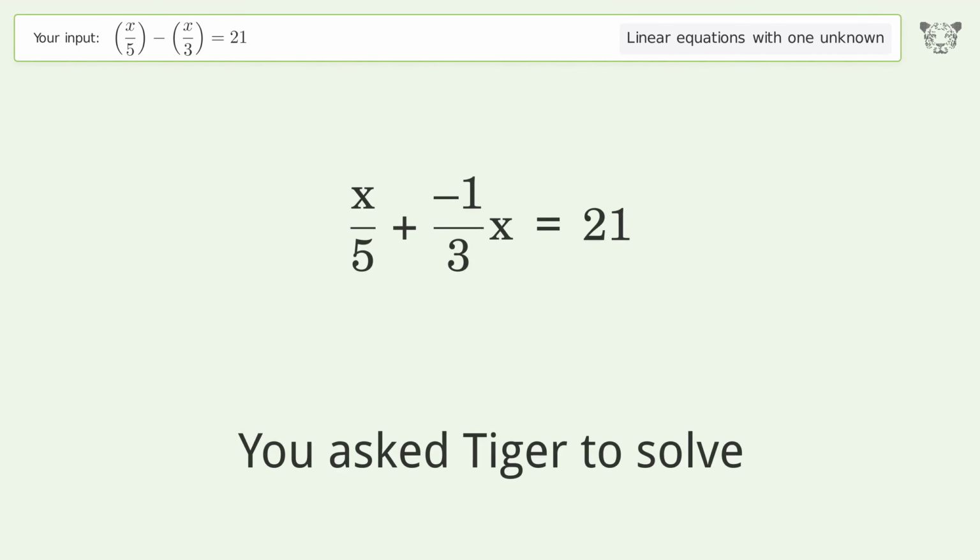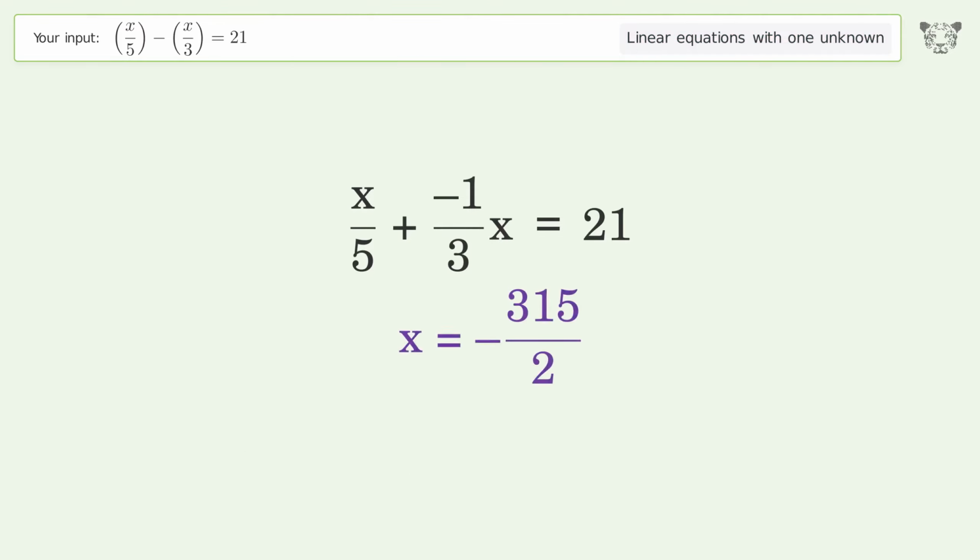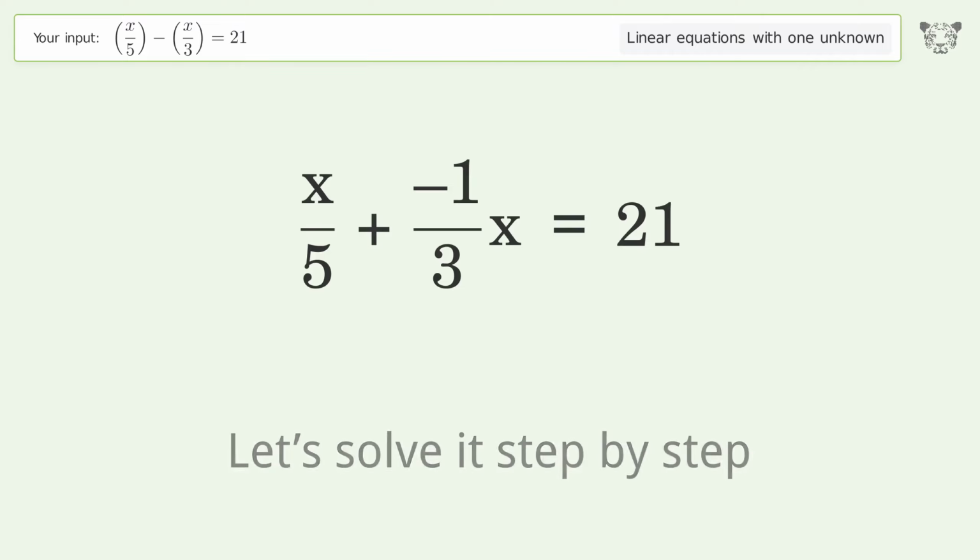You ask Tiger to solve this. It deals with linear equations with one unknown. The final result is x equals negative 315 over 2. Let's solve it step by step.